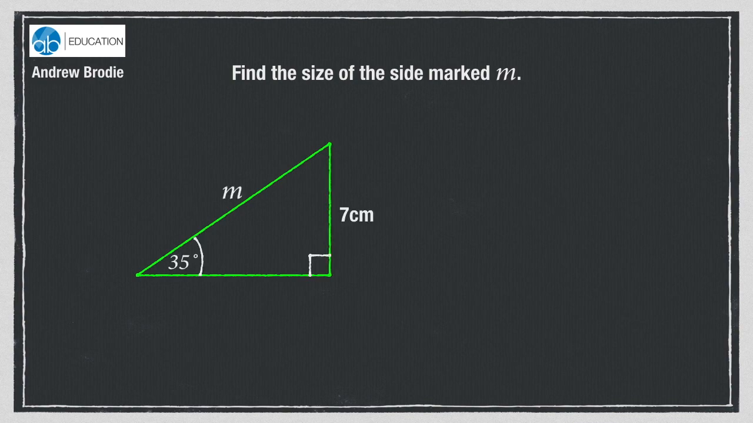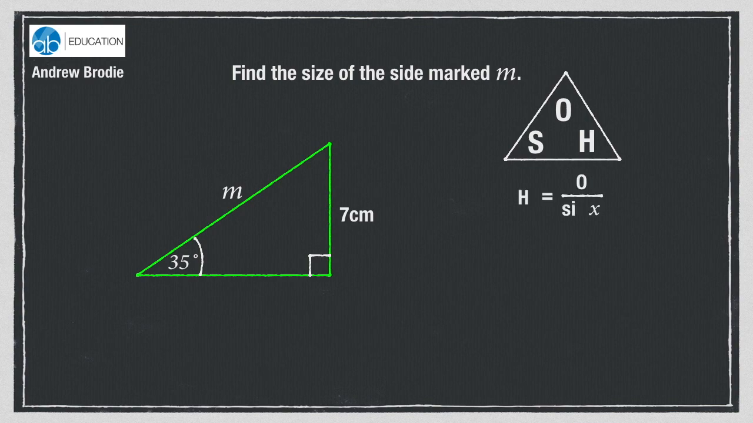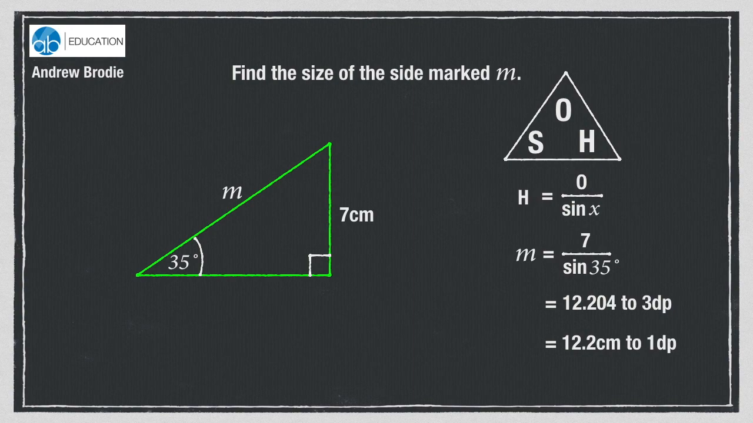Here we have to find the length of the side marked M. We can see that M is the longest side, so it must be the hypotenuse. It's really important to recognise that the 7 centimetres is opposite the 35-degree angle, so we know that O is 7 centimetres. Look at the calculation triangle. H must be equal to O over sin x. So M must be equal to 7 divided by sin 35. On the calculator, type 7 divided by sin 35 equals, to get the answer, 12.204 to 3 decimal places. So the final answer is 12.2 centimetres to 1 decimal place.